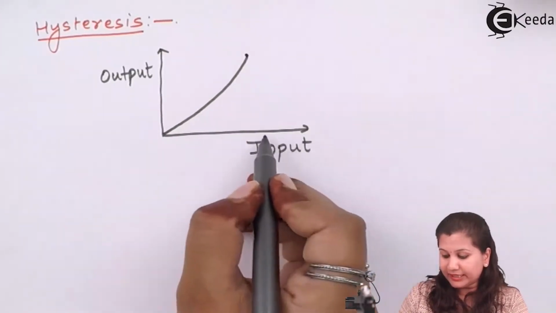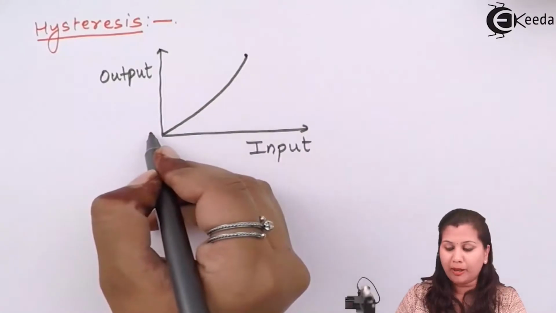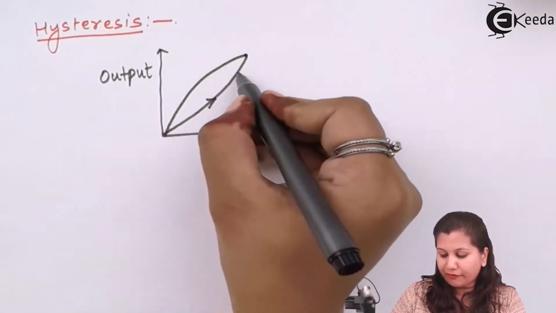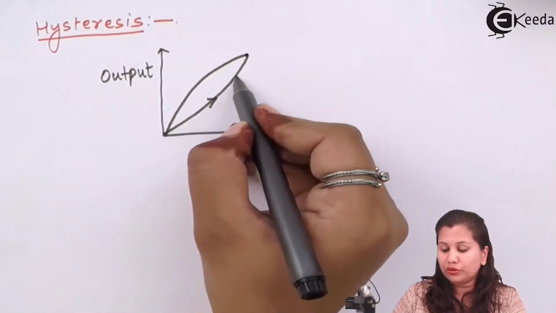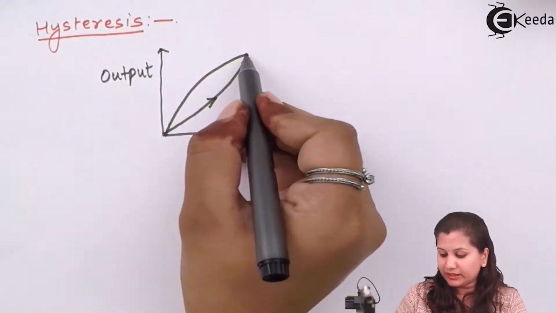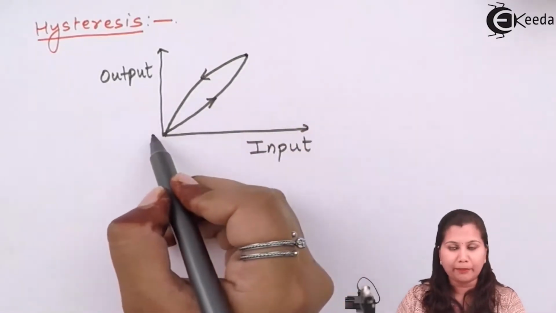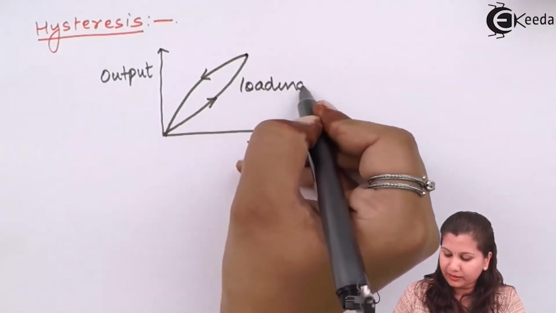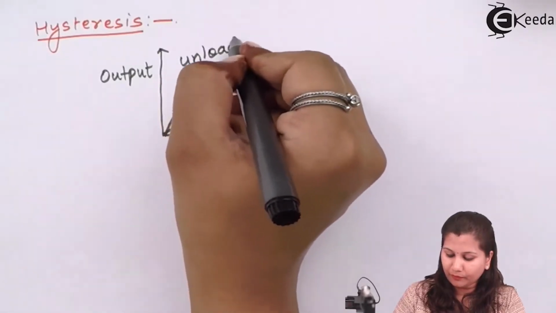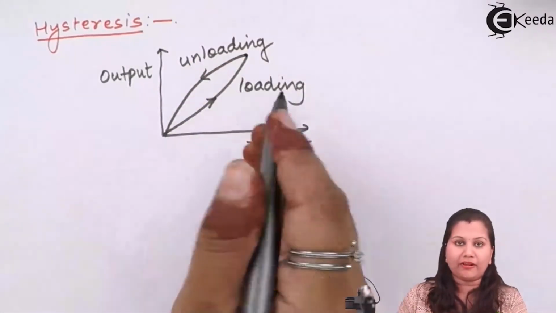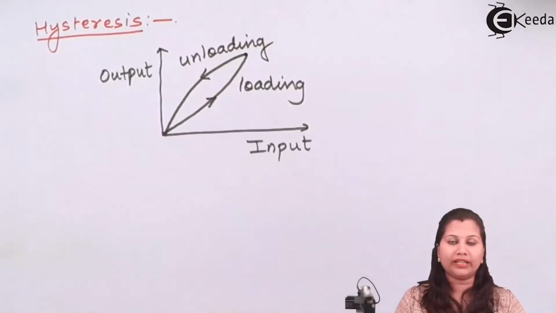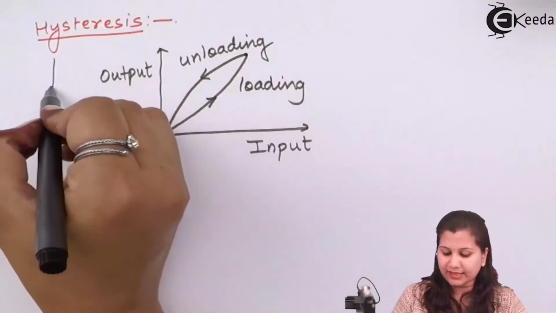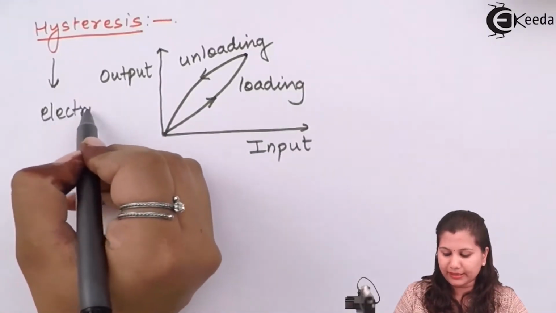So when we are decreasing the input, we would expect the same graph, but we are getting a different graph like this. This is the graph when the input is increasing, and the output is also increasing in this way. Now when we are decreasing the input, the output is not following the same path, but some different path. So this is the time of loading and this is the time of unloading. When we are not getting the same curve while loading and unloading, that phenomenon is called hysteresis. This hysteresis occurs in the case of electrical and magnetic instruments.